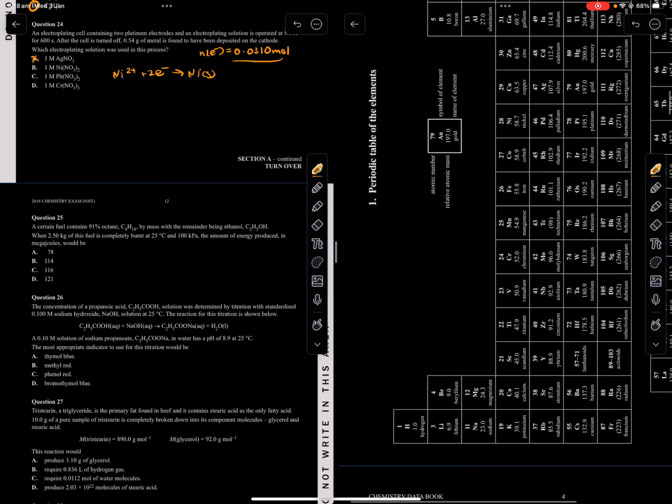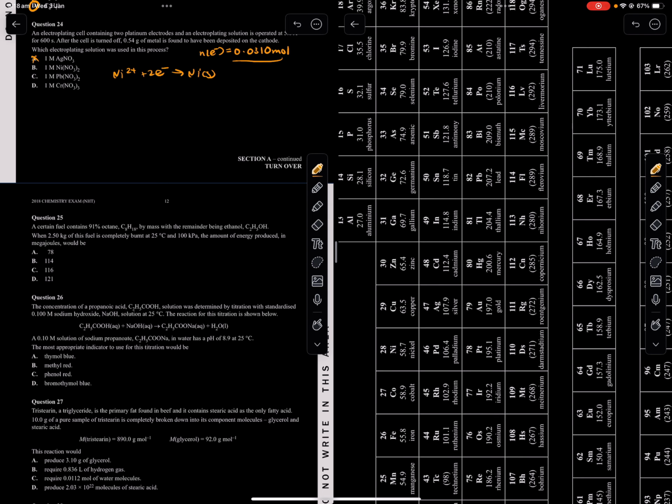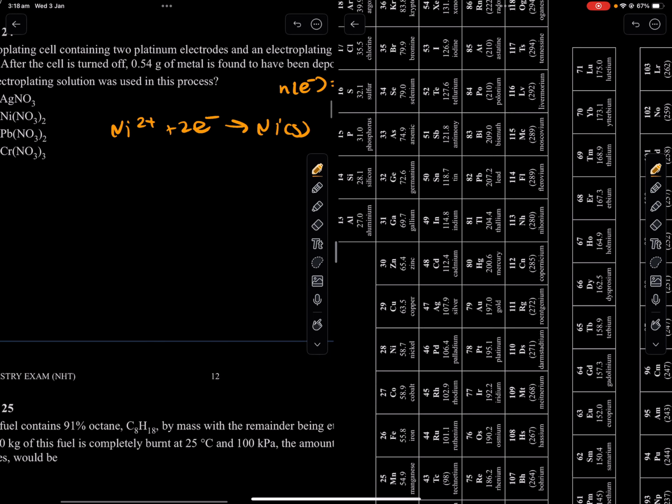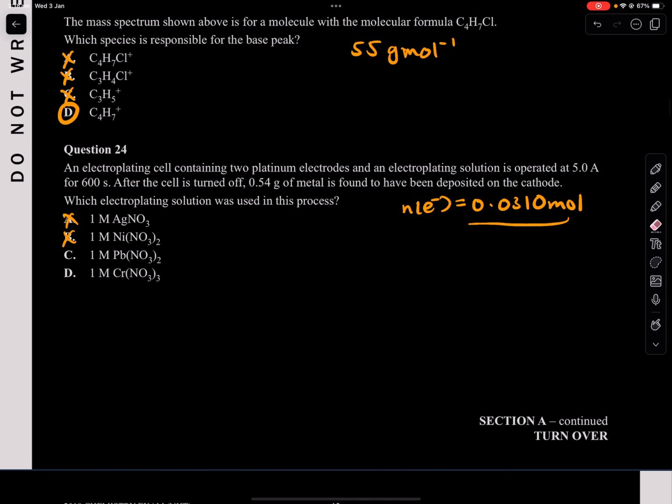So what's nickel again? Oh, I hate looking for these ones. Oh my god. Nickel is 58.7. So again, what is 0.54 divided by 58.7, and you times it by 2. That is 0.018, not the same as 0.03. That's wrong. So I need to check if it's also C then. Same thing. Easy. What a stupid mistake. I don't know what I just did. It's right now 3 o'clock and, man, I just lost it.